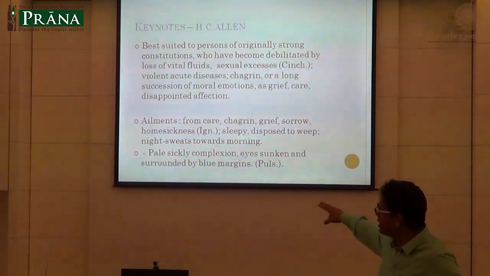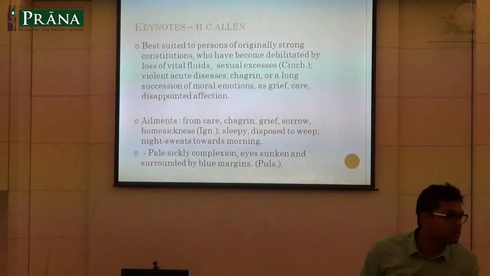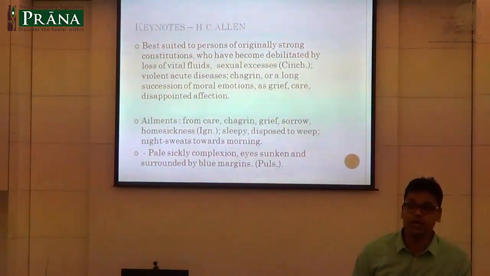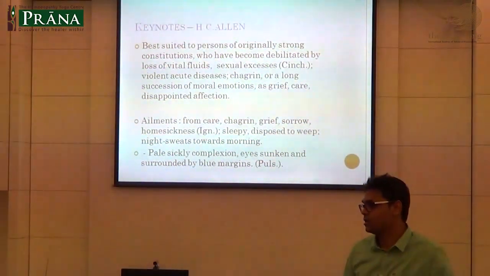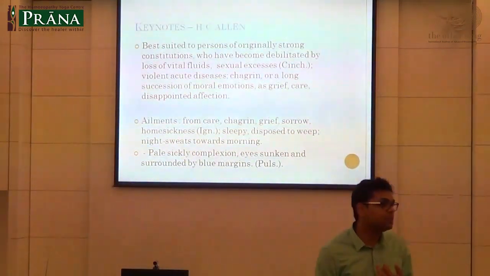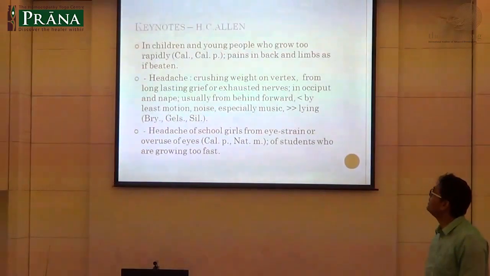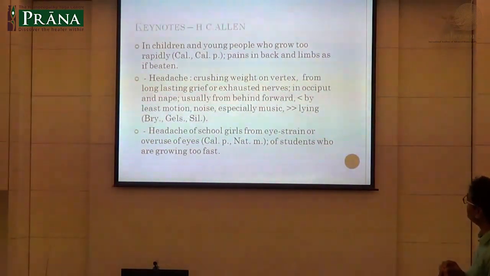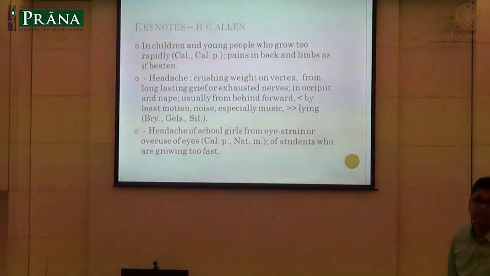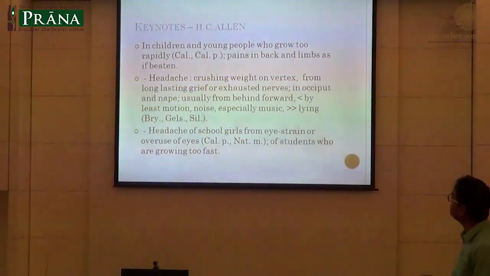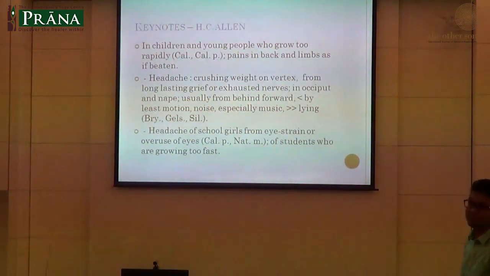Eyes are sunken and surrounded by blue margins. This is clear? Why? Exhaustion. Because there is complete loss of everything. Next, in children and young people who grow too rapidly. Pains in back and limbs as if beaten. All that is because of bone affection.